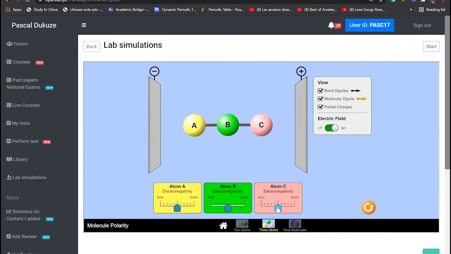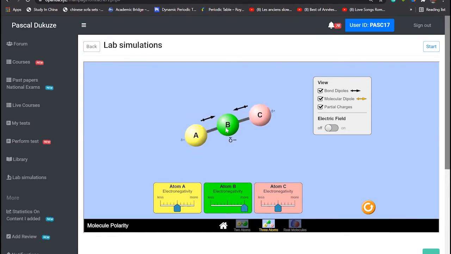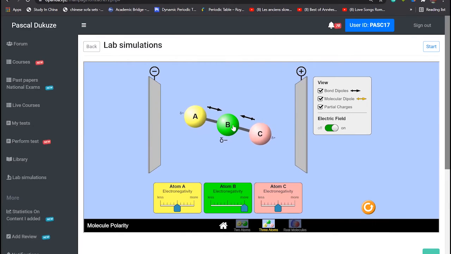Let's look at what happens if we increase the electronegativity of the central atom. Because the central atom is more electronegative, now it has a partial negative charge, and a partial positive charge on the surrounding atoms. And here we have the dipole moments of the bonds, or the bond dipoles, which are moving in opposite directions. Remember, we said that if they move in opposite directions, what do we get? You can see the molecular dipole is 0. And that is why the molecule is like swinging in the electric field.